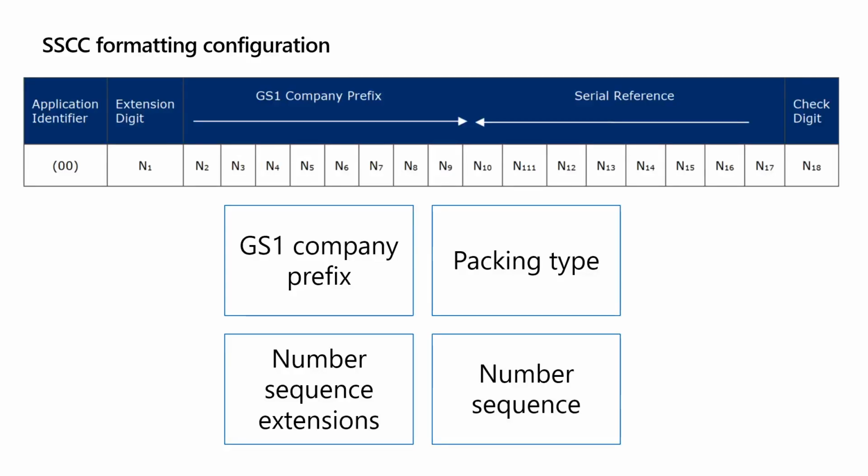We're gonna define the SSCC formatting in 4 steps. First, we'll specify the GS1 company prefix in the warehouse management parameters. Then, the extension digit that represents the packing type in the unit sequence group. Then, concerning the serial reference and the check digit, they will be managed through the number sequence extensions. And finally, we're gonna link the format to the number sequence.